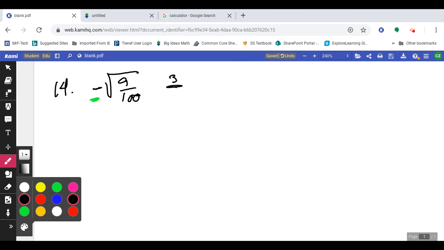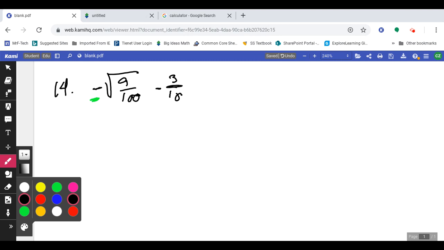100 is pretty easy too. Anytime you get something that ends in 0, the two numbers you're multiplying to get the product have to end in 0 as well. Okay, so we know that 10 times 10 equals 100. That was the square root. Now I got to multiply it by that negative 1, and my answer is negative 3/10.